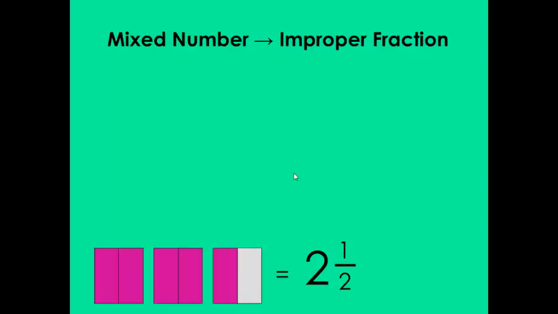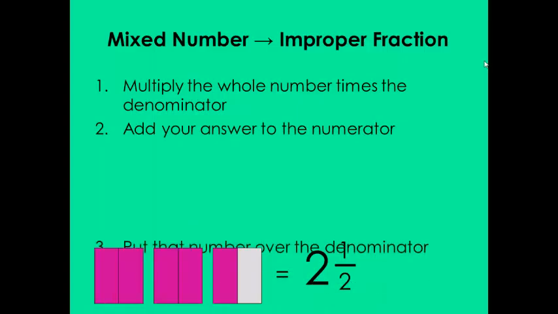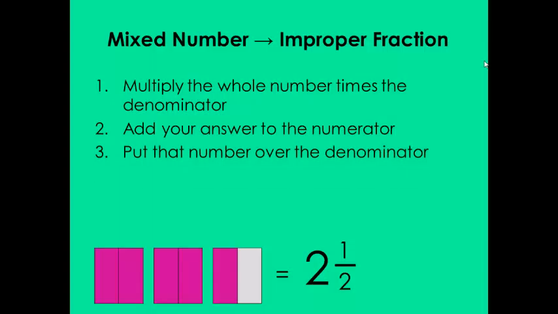Now we're going to practice converting a mixed number to an improper fraction. Here's where the math comes in. Here are the steps. You may not understand them until we get to doing an example, but I want you to know the steps first. The first thing you do is multiply the whole number times the denominator. Then you add that answer of the multiplication to the numerator. Whatever that number is, you put over the denominator.